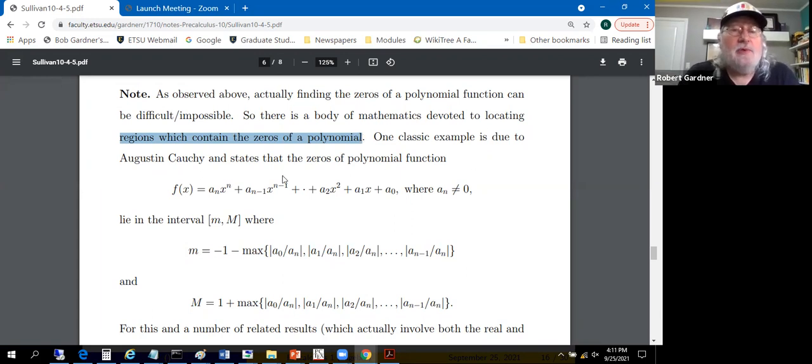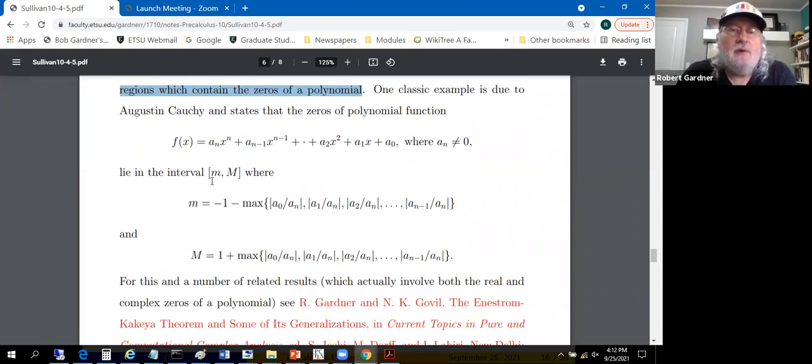One classic example is due to Augustin Cauchy. So this would date from about 200 years ago, early 1800s. It states that the zeros of a polynomial function f of x, as given here, a sub n is not 0, really is an n-degree polynomial, lie in the interval lowercase m to capital M, where lowercase m is -1 minus the maximum of the absolute value of a bunch of ratios. Upper bound capital M is 1 plus the maximum of the absolute values of a bunch of ratios.